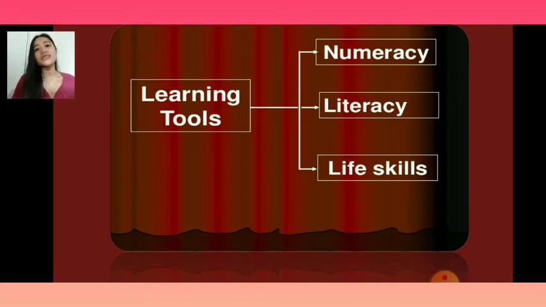Literacy is the ability to read and write, the ability to think, create, and act. So that's our learning tools. How can you know and learn if you don't know how to read, you don't know how to write, how to comprehend, or how to understand? And also the life skills. It is in your own behavior, in your own personality, the characteristics that you have in yourself. It's the life skills. Okay.